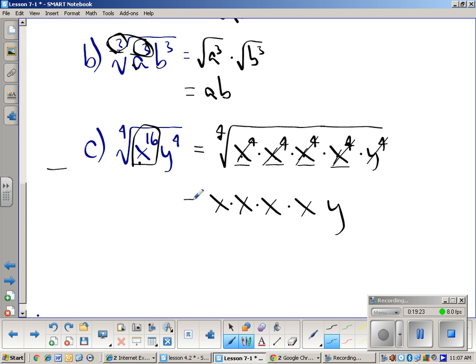And so I'm left with now x to the 4th times y, and I really don't need the dot. So I get x to the 4th y. I do not get 4x if that's what I heard someone say. Okay? I get x times x times x times x. And so that's x to the 4th. Okay? Questions on that?